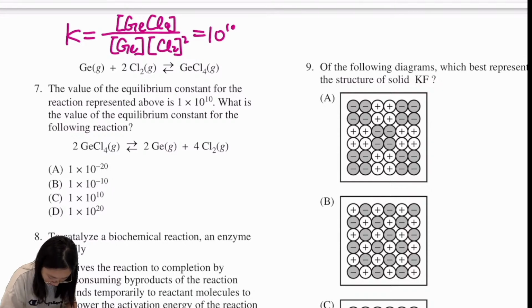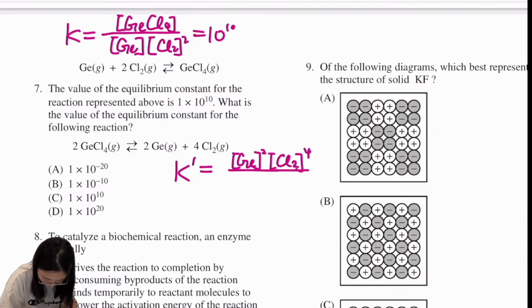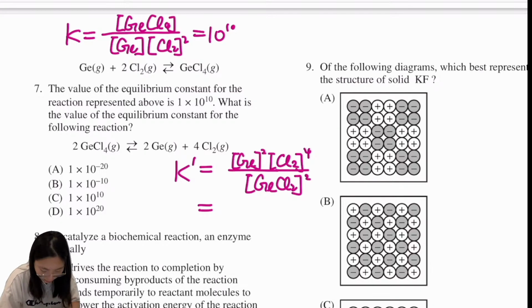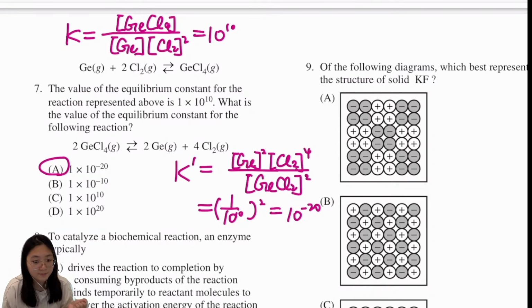For the second reaction, that's going to be the concentration of gallium squared multiplied by the concentration of chlorine gas to the power of 4, divided by the concentration of gallium tetrachloride squared. So the denominator and numerator are switched, so it's going to be the reciprocal of 10 to the power of 10. Everything is squared because the coefficients got 2 times bigger, so you square it. Now that's going to be 10 to the power of negative 20. The answer is A.